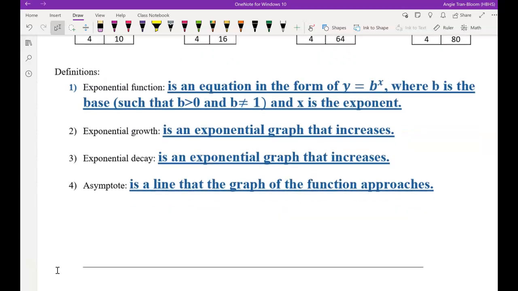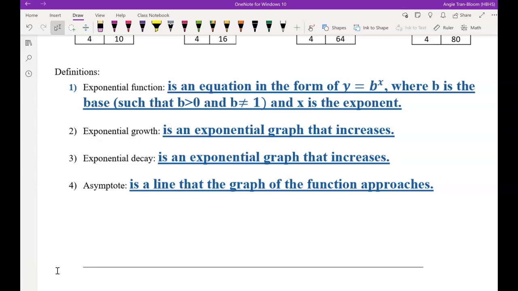The first definition is exponential function, which is an equation in the form of y equals b to the x power, where b is the base. We would like for it to be bigger than 0, but never equal to 1. And x is the exponent. You are going to have an exponential growth equation when your graph is increasing.